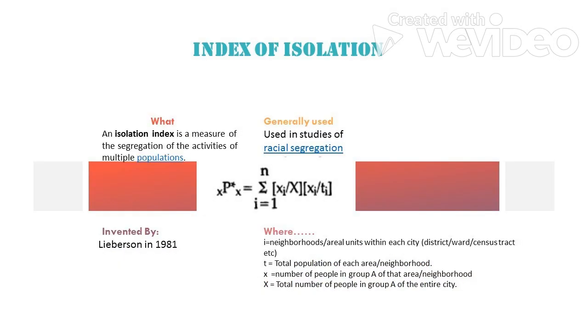This is the formula wherein small x means the number of people in group A of that area. So here in our case it is A, B, C or D, and we divide by capital X. What is capital X? It is written over here: the total number of people of group A in the entire city. So for our case it is 25. We have 25 people of the brown group. And what does the small t mean? That is the total population of each area. Again, the total population of each area is 25. I have shown this in the previous slide.